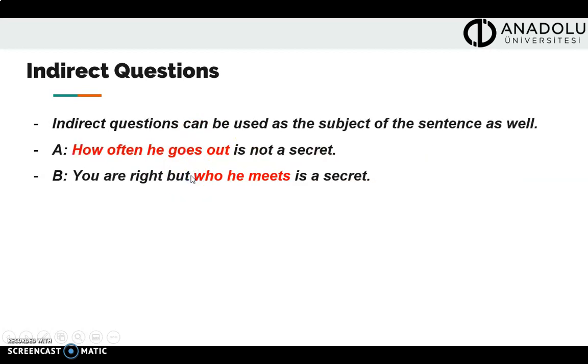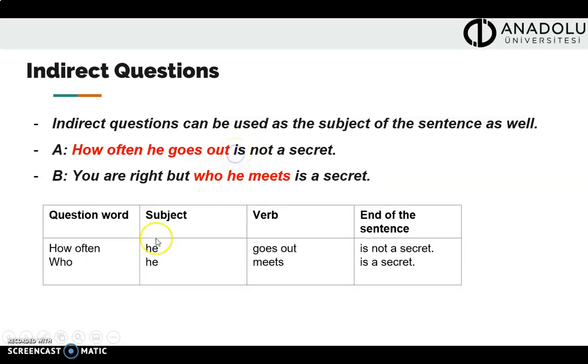But indirect questions can also be used as the subject of the sentence. Look at this dialogue. How often he goes out is not a secret. You are right, but who he meets is a secret. In these sentences, how often he goes out is the subject of the sentence, and it is followed by the main verb of the sentence.